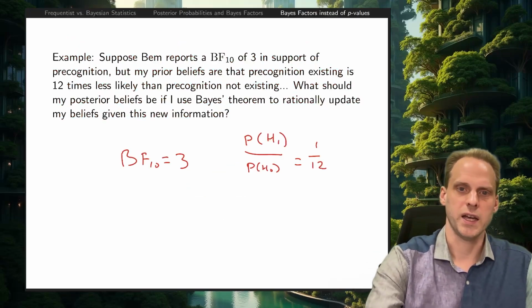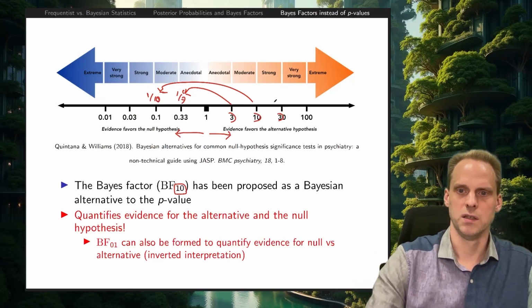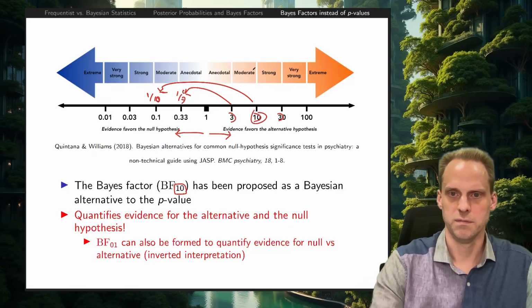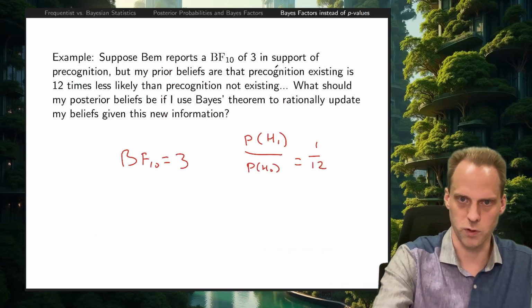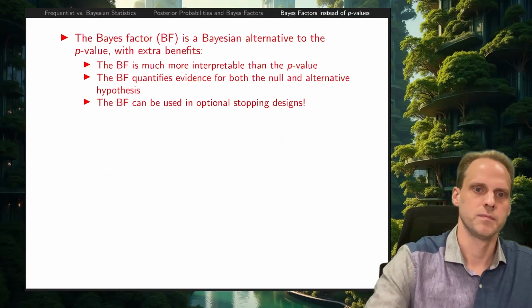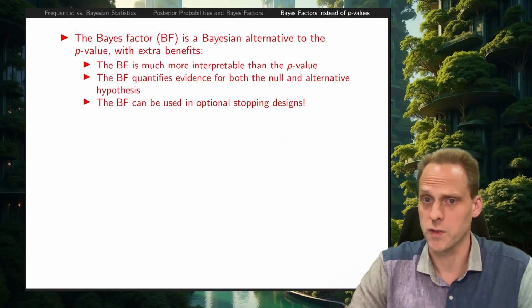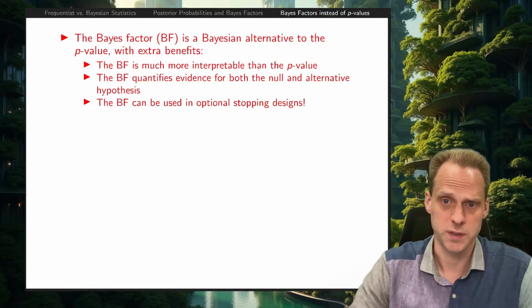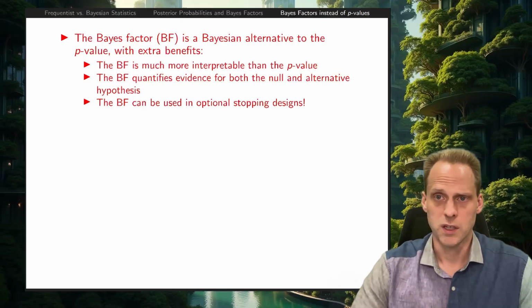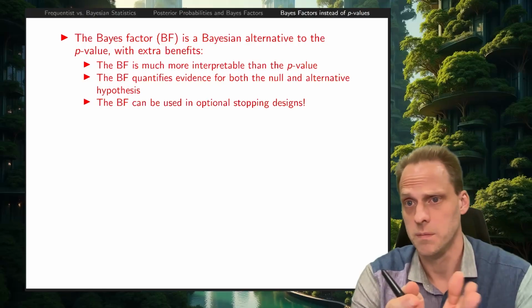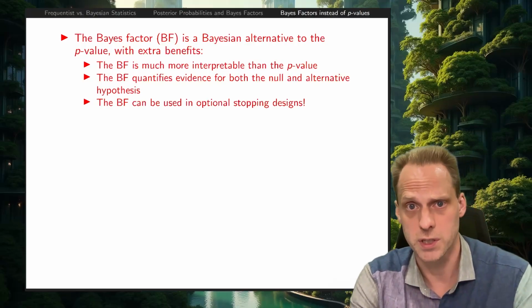The Bayes factor has an interpretation, right? A Bayes factor of 10 to 30 is strong evidence. And there's a strong interpretation like that. The Bayes factor quantifies evidence for both the null and alternative hypothesis, which is a nice thing. So maybe sometimes you're actually not interested in the alternative hypothesis, you're interested in the null hypothesis.